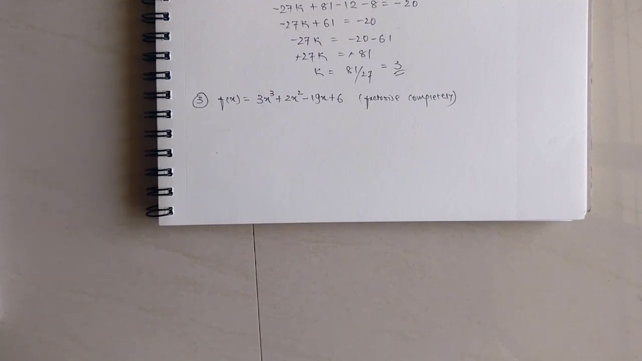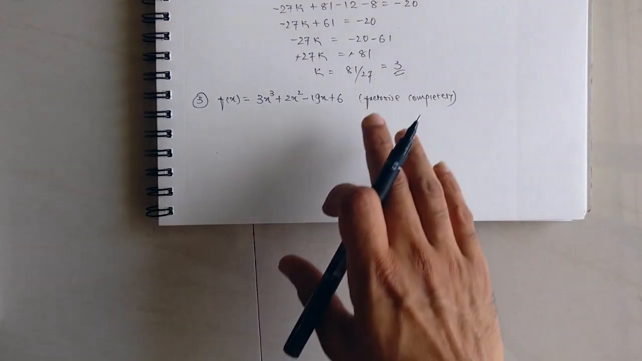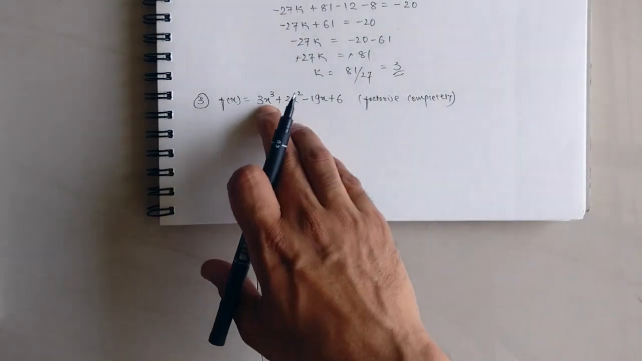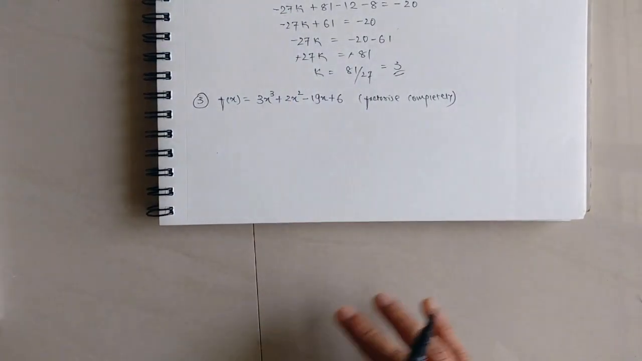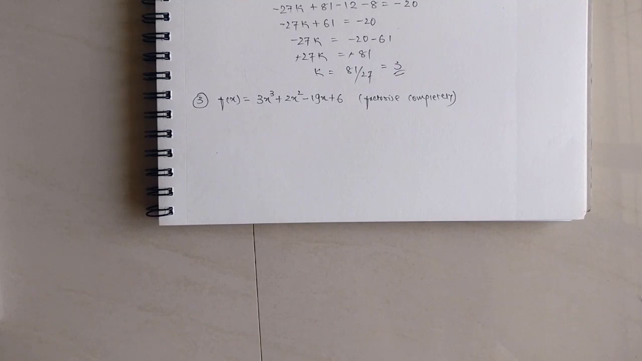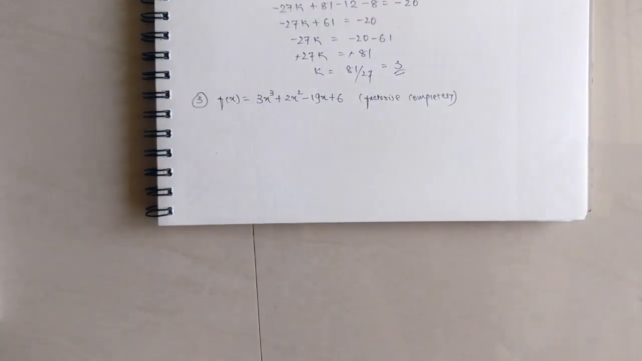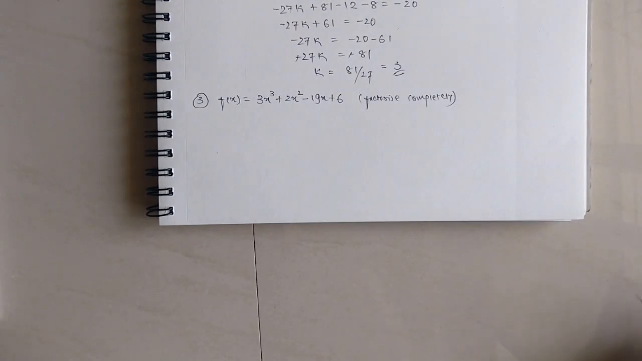So understand that if you want to factorize this completely, you should already know how many factors there will be. If it has power 3 or degree 3, it will have 3 factors. If the given polynomial has degree 2, it will have 2 factors. So the degree and the number of factors are always equal. If the degree of the polynomial is 3, the factors also will be 3. So this polynomial will have 3 factors.